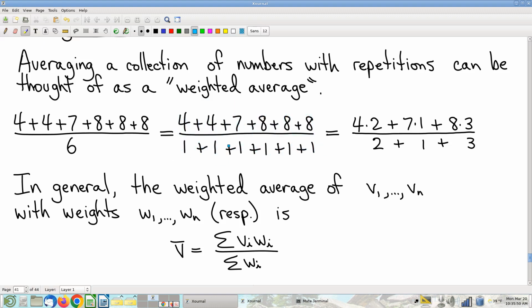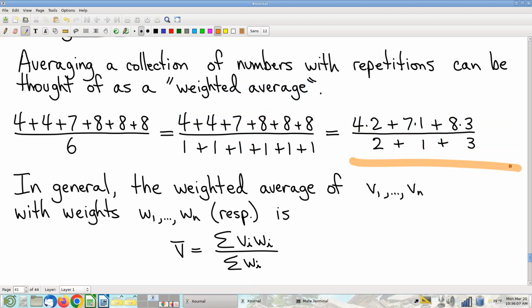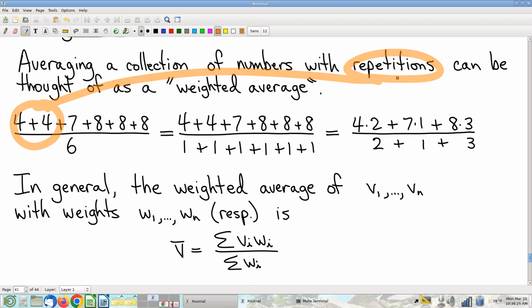Then I can group kind of like this, if you will. And each one of these groups I can rewrite as I've done here, and this gives me a streamlined formula for how to compute the average that I started off with in the first place. This formula here, there's nothing wrong with it, but this is a little bit streamlined. And notice what this does is it streamlines the process of having repeated numbers in your average.